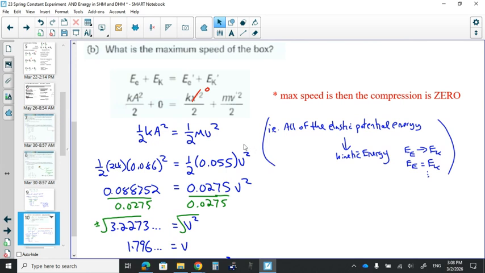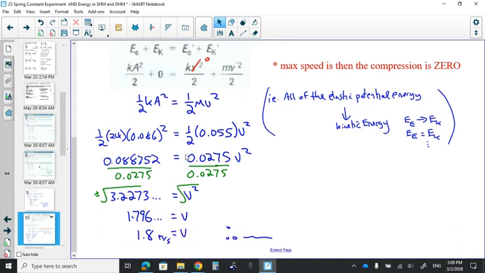Maximum speed of the box. So that's when we're going to have no compression at all. In other words, we're in the middle. So set that to be true, in which case basically you're going to have your elastic potential energy equal to that kinetic energy. The kinetic energy is equal to the full energy value. And again, plug in numbers and calculate out. You get 1.8.